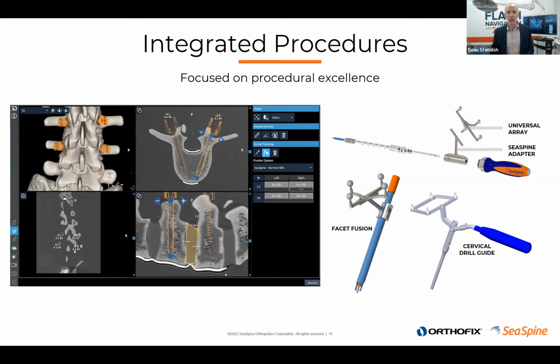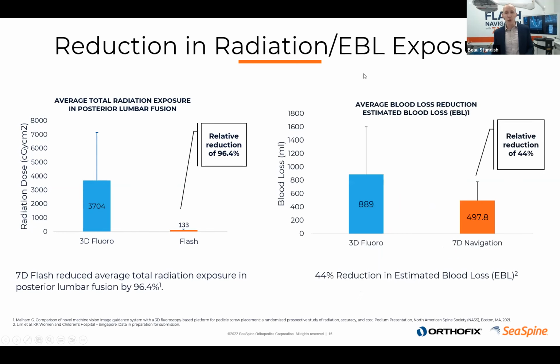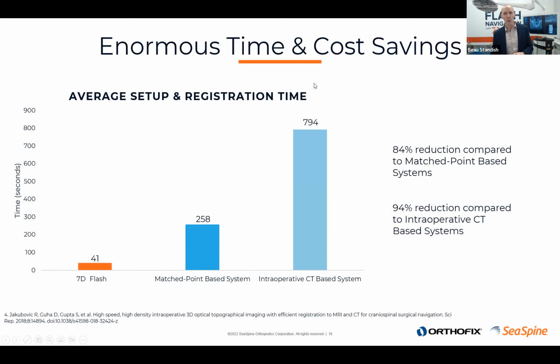Finishing up here on the research side, coming out from one of our other Australian colleagues, Dr. Malham, showing compared to existing navigation systems, we reduced radiation in this study by over 96%. So massive reductions for the patient, the operating room staff, and the surgeons. Because our procedures are quite quick as well, saving time in the OR, the study coming out of Singapore is showing on average, and this is over 100 pediatric patients, we're reducing blood loss by 44%. So huge clinical outputs and beneficial for our surgeons and the patients they serve.